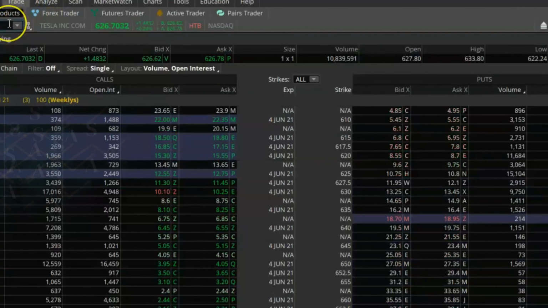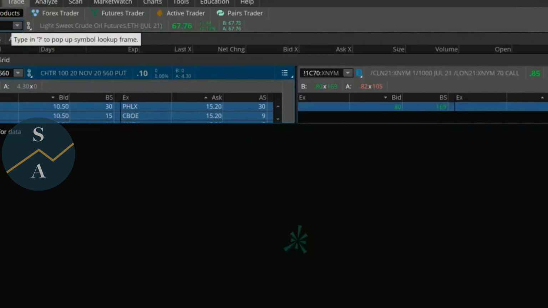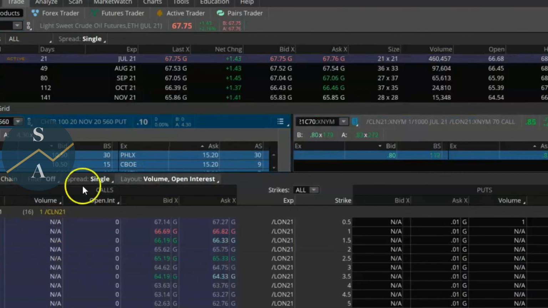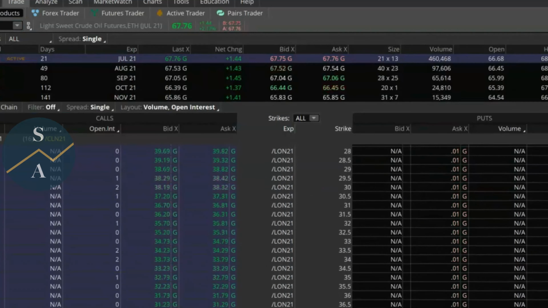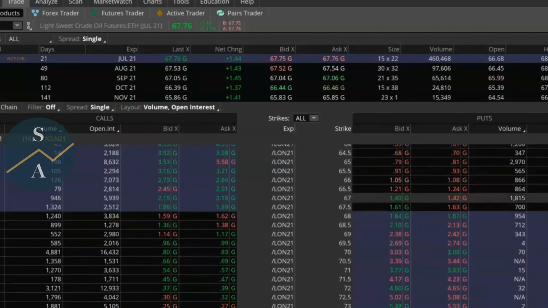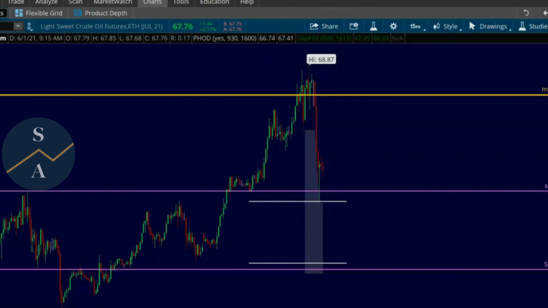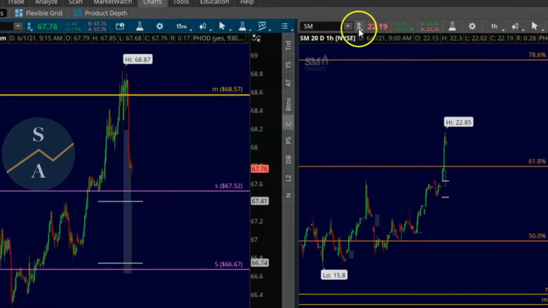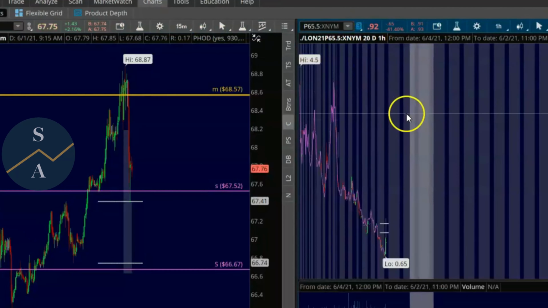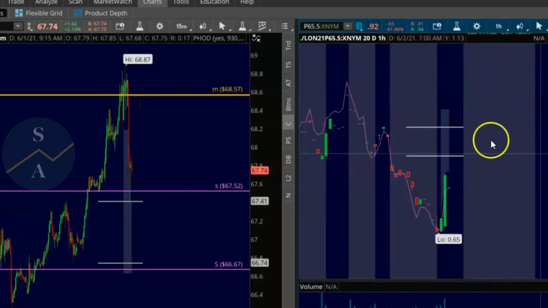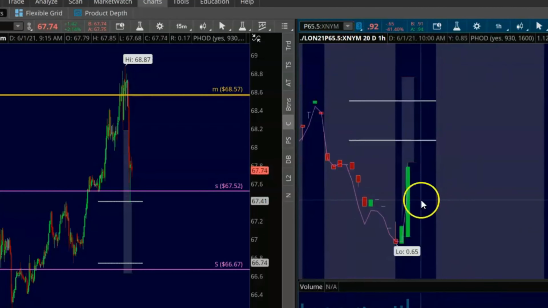Okay, so let me actually pull up the contract here, show you what that looks like, and kind of show you some structure. Let's see if I can pull it up here, and we'll discuss the 65.50s. And let's just draw this here. And there we go. Okay, so again, I'm going to see if I can't get this to 150 a contract.